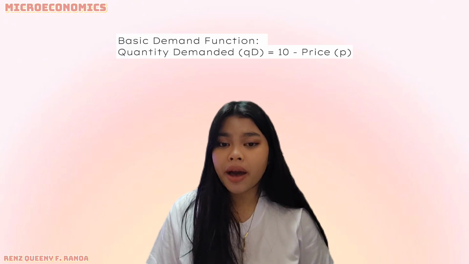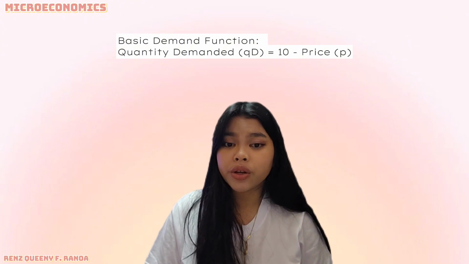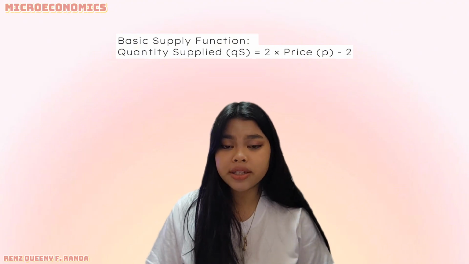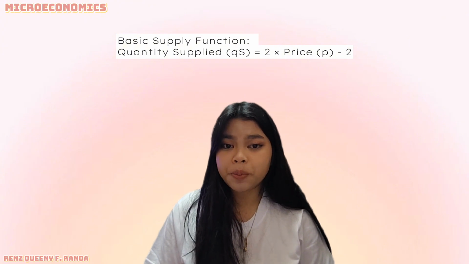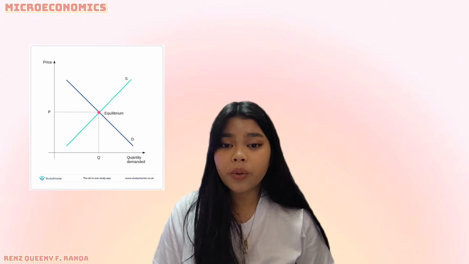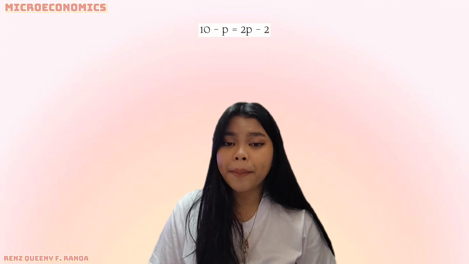Let's look at the basic demand function. Quantity demanded, which is QD, is equal to 10 minus P, which is the price. And the basic supply function, which is QS, is equal to 2 times P minus 2. Now, we need to find the equilibrium point. This is when the quantity demanded equals the quantity supplied. Let's set the two functions equal to each other. So 10 minus P is equal to 2P minus 2.